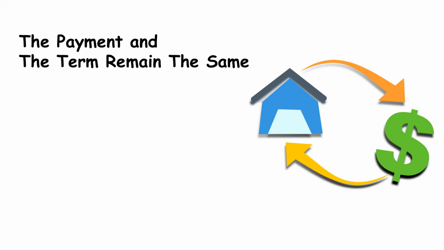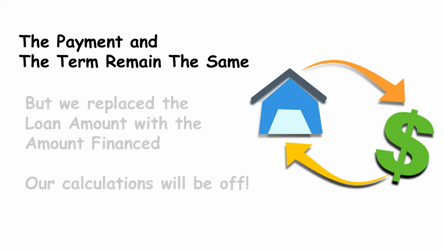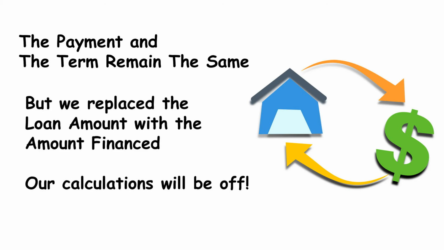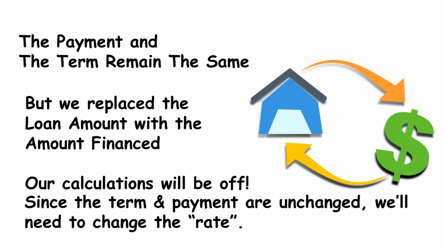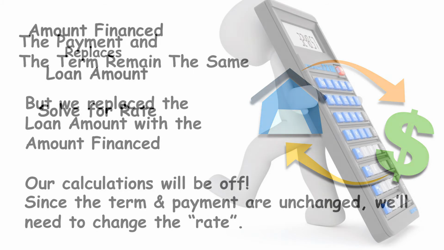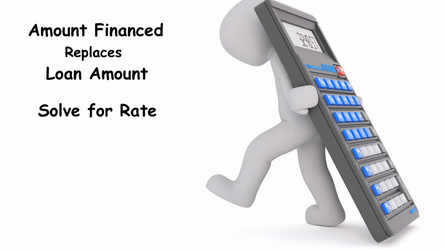The payment stays the same, and you'll still have to make the same number of payments. But here's the issue. Since we replace the loan amount with the amount financed, our calculations will be off. Something else needs to change. Since we didn't change the term or the payment, we'll need to change the rate. To do this, we go back to our calculator and put the amount financed where our loan amount used to be. Except this time, instead of solving for the payment, we're going to solve for the rate.